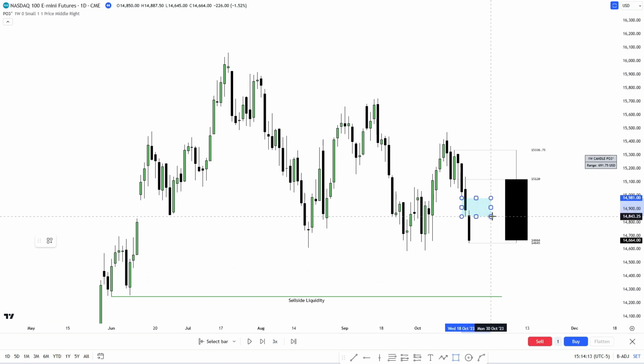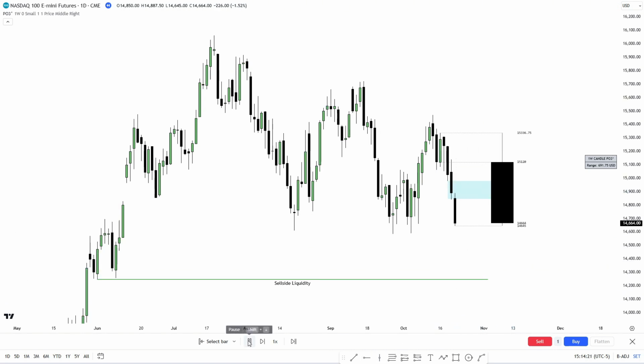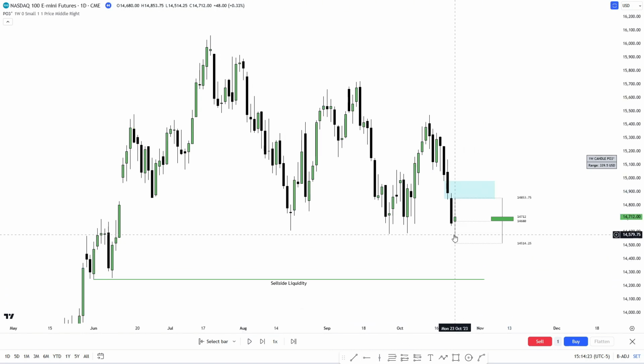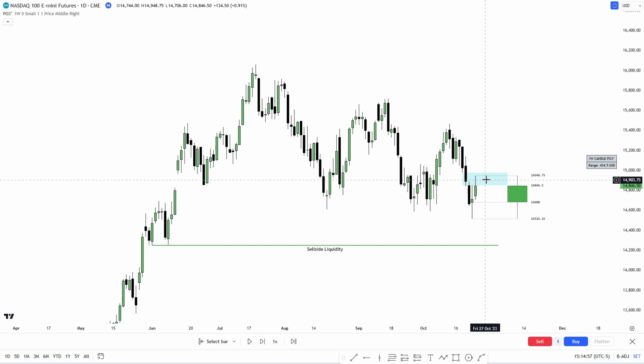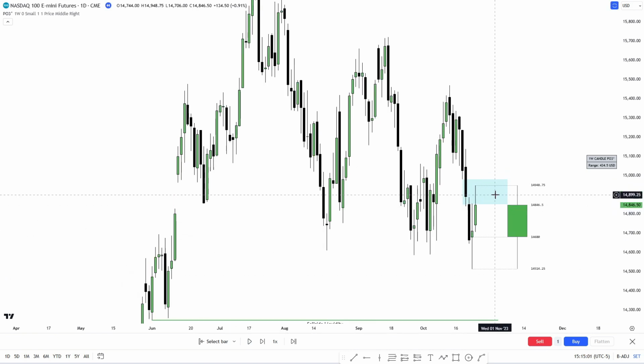So this is where I would be looking for the high of the week to form. If we let price play out, okay, so this is Monday. Going into Tuesday, I would like to see us trade into this fair value gap right there. We trade into it right there. Notice how the bodies are not inside of the fair value gap, but the wick is.